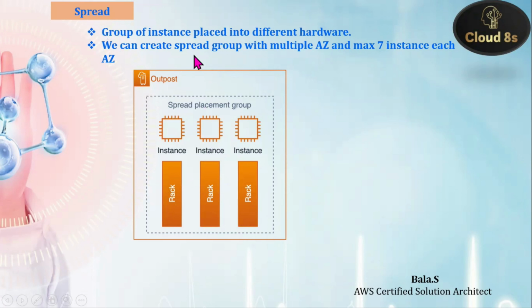Another thing we need to know is that we can spread our instances across multiple AZs, so that if any one availability zone fails, we can still access our resources in another availability zone. But the limitation is that a maximum of 7 instances only can be placed per AZ. So be sure about that. If you deploy more than 7 instances within an AZ, it will not help.